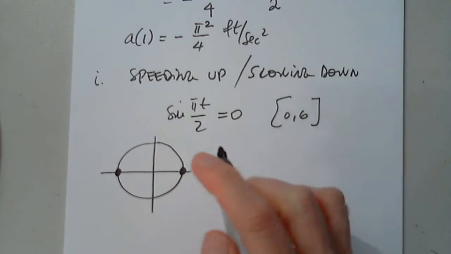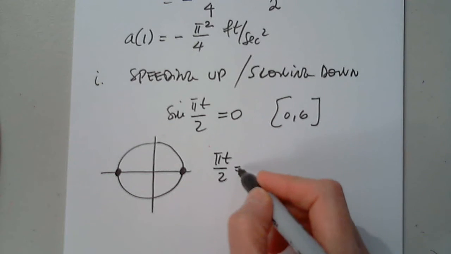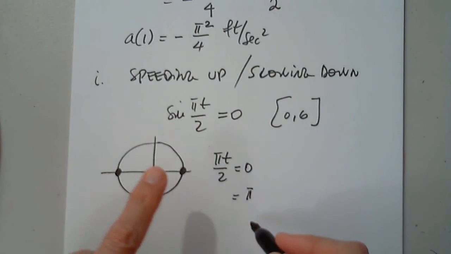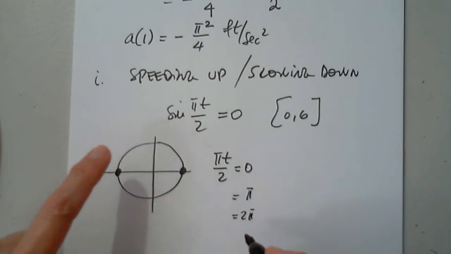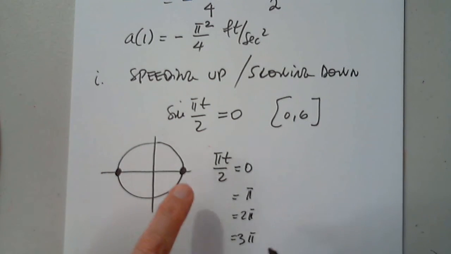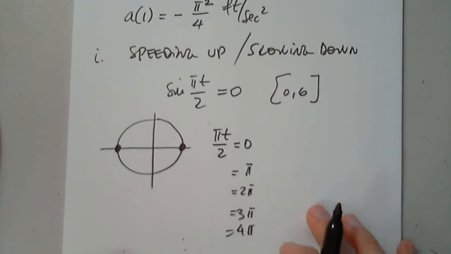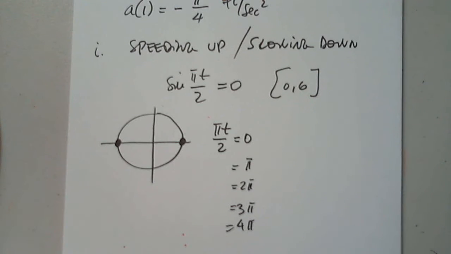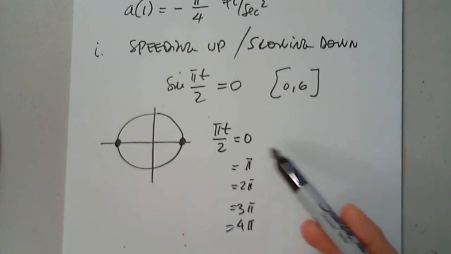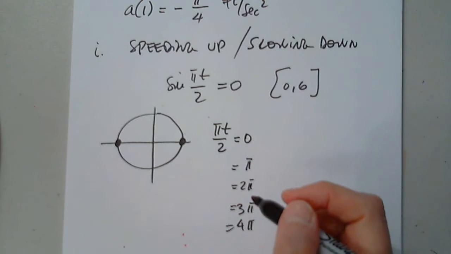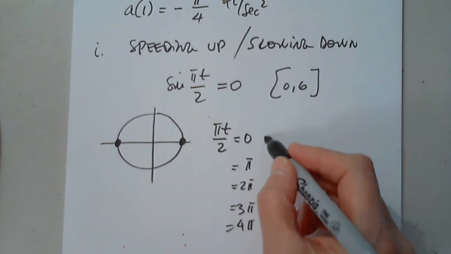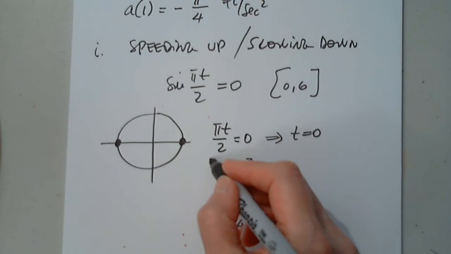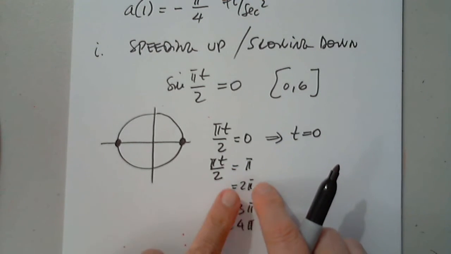So then pi t over 2 could be 0, could be pi, could be 2 pi, could be 3 pi, could be 4 pi. We'll see if this is enough. If it exceeds 6, then I'll drop it. If it does not, I still have to continue. So from here, t must be 0. From here, pi t over 2 equals pi.